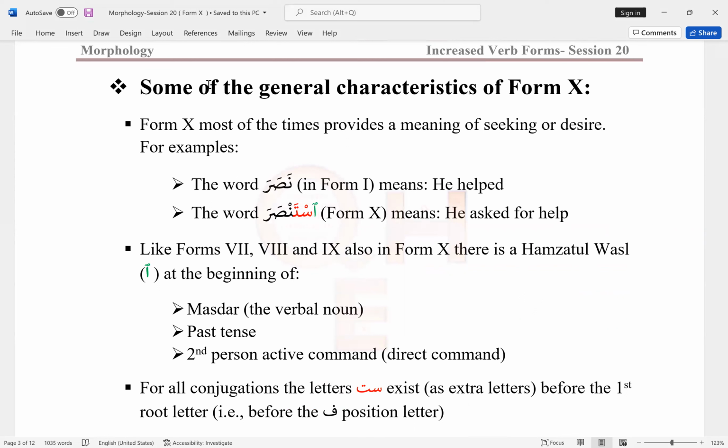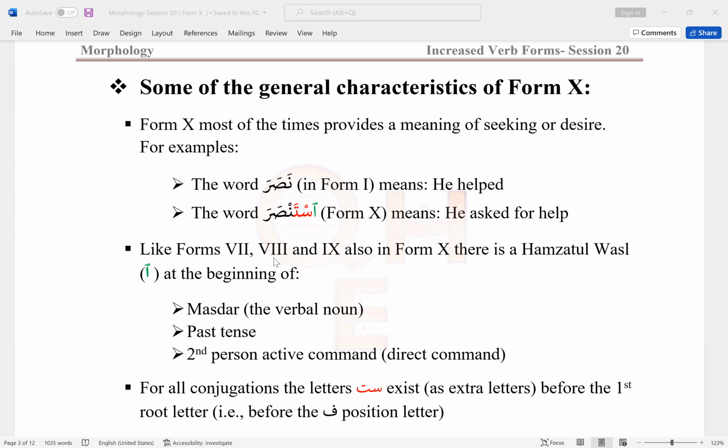Form 10, most of the times, it provides a meaning of seeking or desire. For example, the word nasara in Form 1 means he helped, where the word istansara in Form 10 means he asked for help.